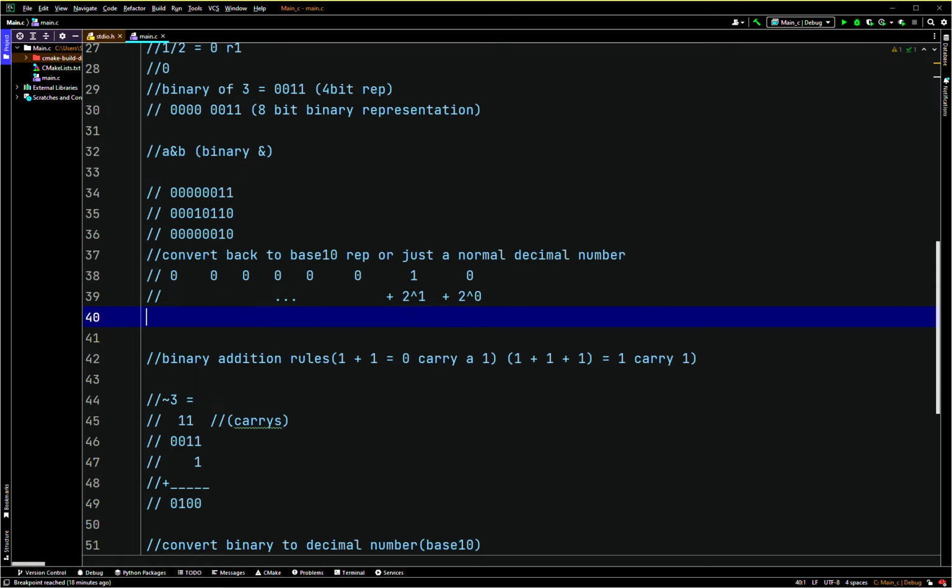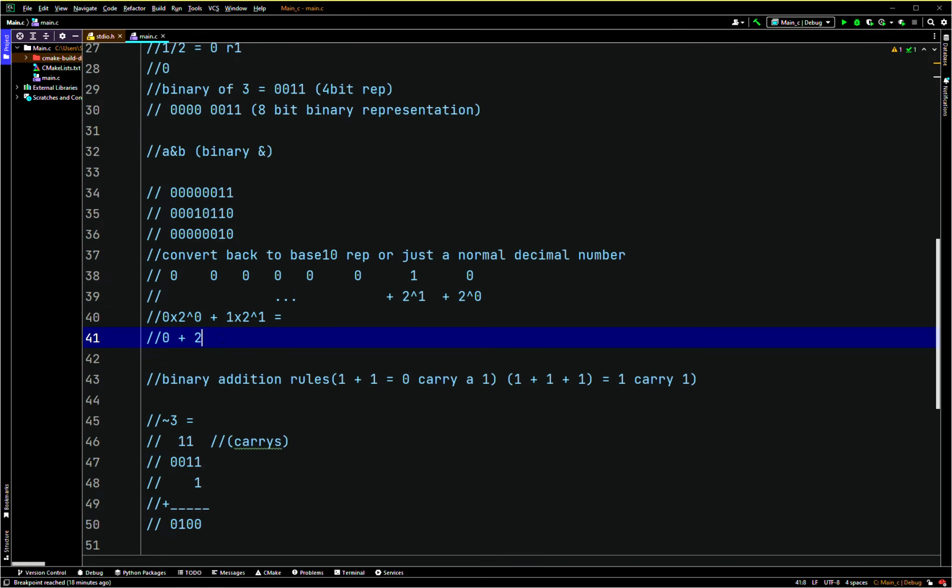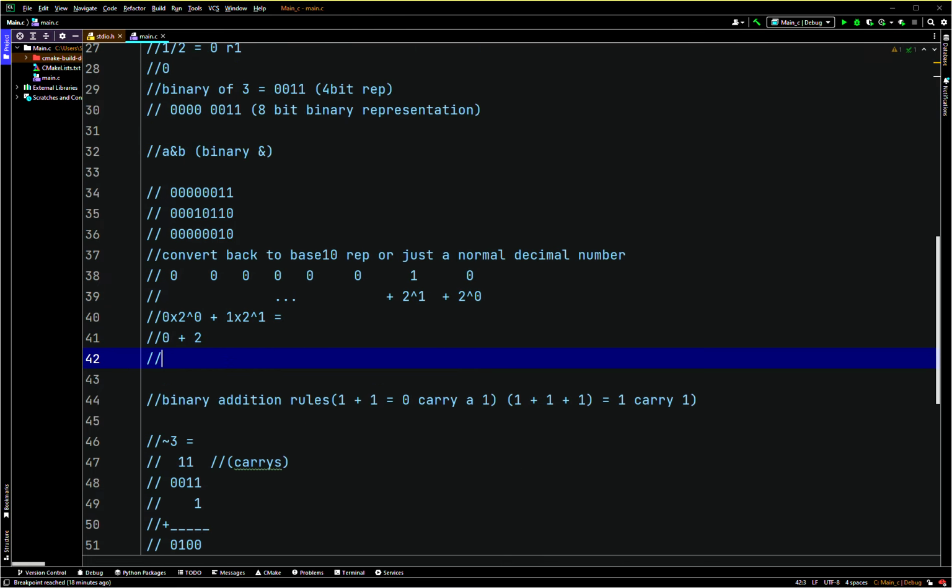So what we're going to have here is 0 times 2 to the power of 0, plus 1 times 2 to the power of 1. 0 times 2 to the power of 0 is 0, plus 1 times 2 to the power of 1 is just 2. So the answer should be 2. We should say A and B equals 2.